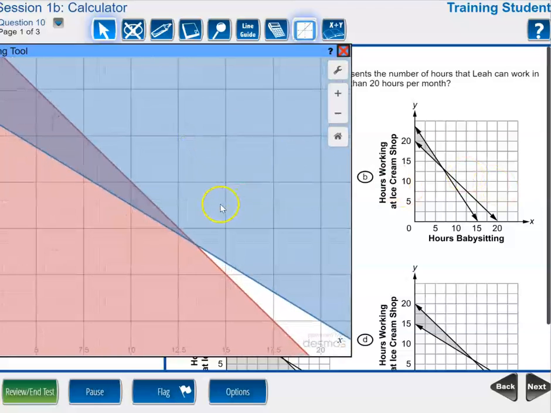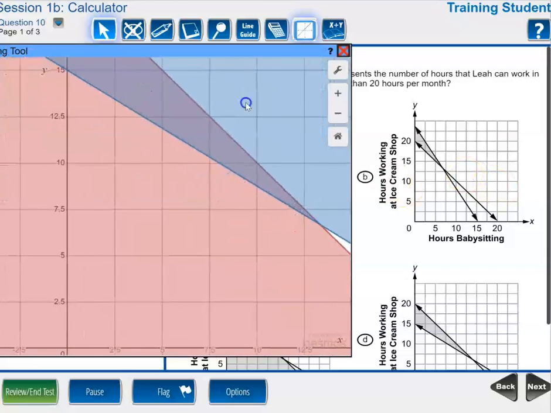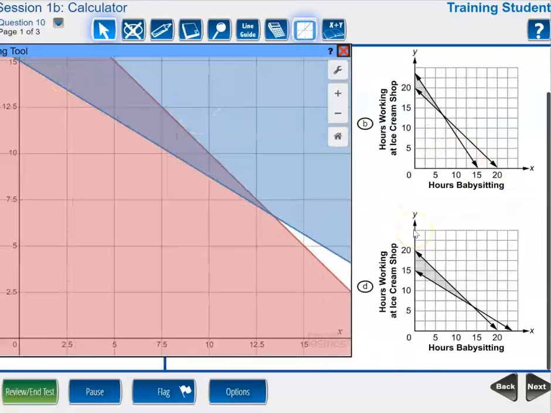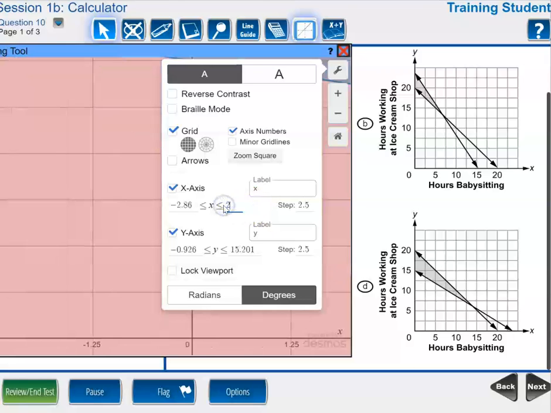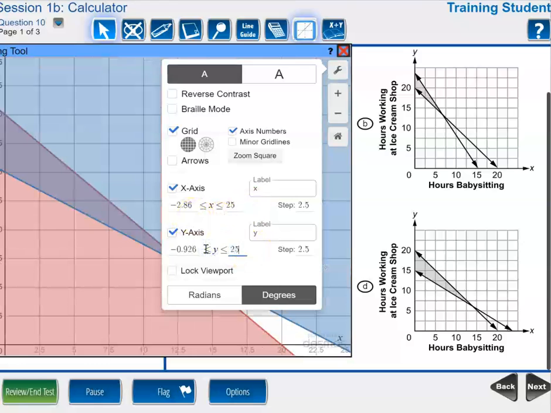So now we need to choose the graph that has the shaded part up here in the top left. Let me see if I can pull this over a little bit. It's going to be up in here. So I think I messed this up, didn't I? Let's make this 25. Make this 25.